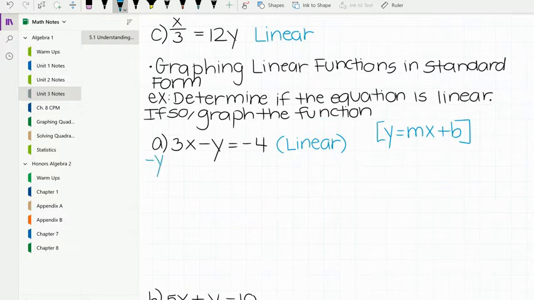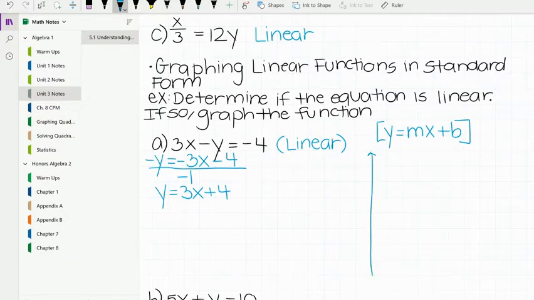The first thing I'm going to do is subtract that 3x to the other side. We're trying to get y by itself so we can get it into that slope-intercept form. The next thing that we would need to do is divide everything by -1. So we would get y equals 3x plus 4. Now it's in slope-intercept form, which will make it a lot easier to graph. And then we're going to start drawing our graph.